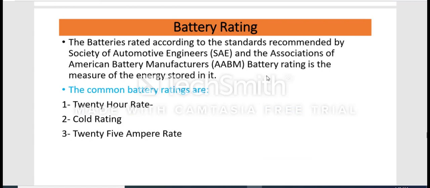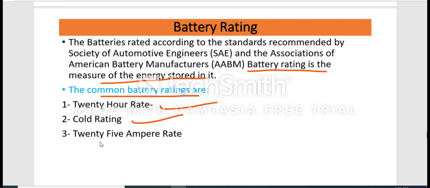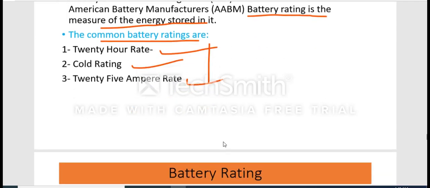Now next point is battery rating. Battery rating is nothing but the measure of energy stored in it. Okay, so how much energy is stored in the battery? It shows the battery rating. There are three types of battery rating. First one is 20-hour rate, second is cold rating, and then third one is 25 ampere rate. So these are the three types of battery rating. We'll see it in detail.